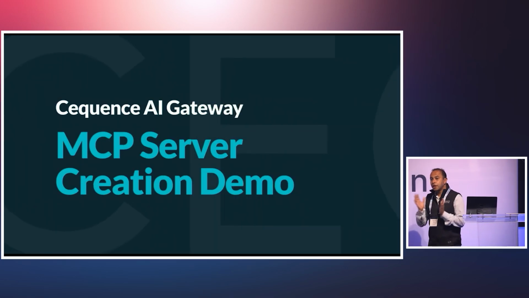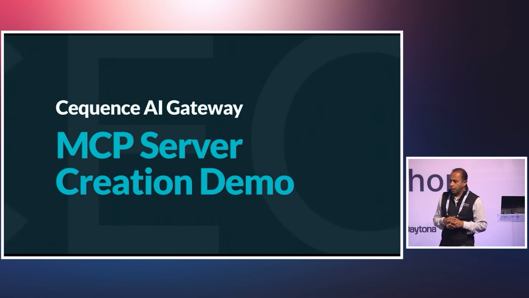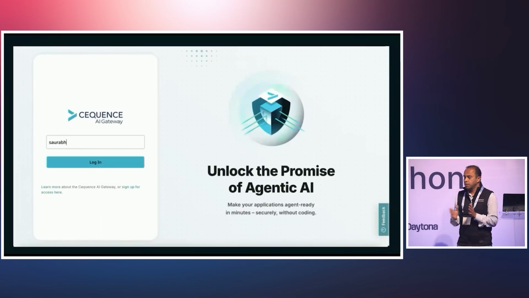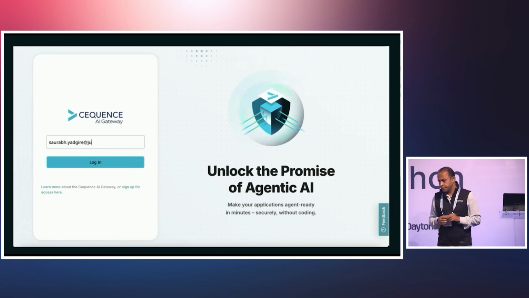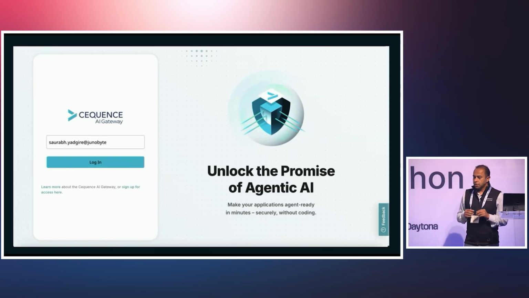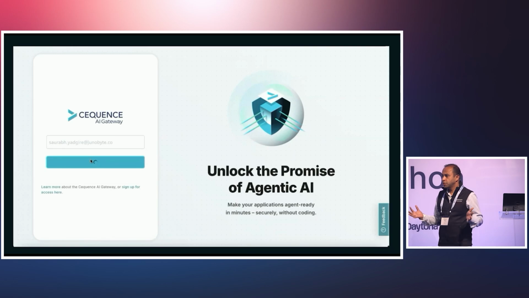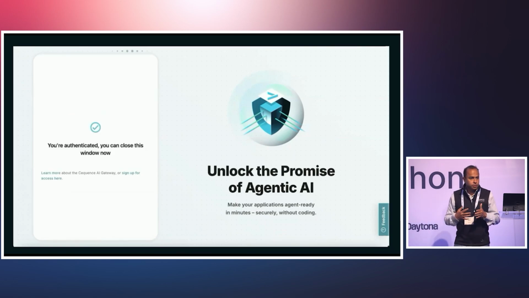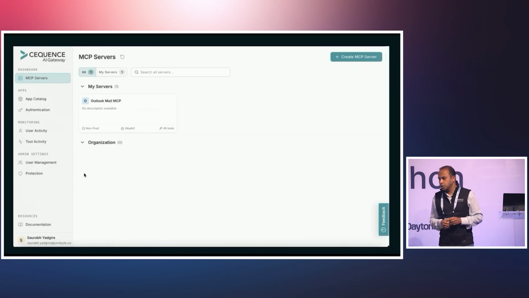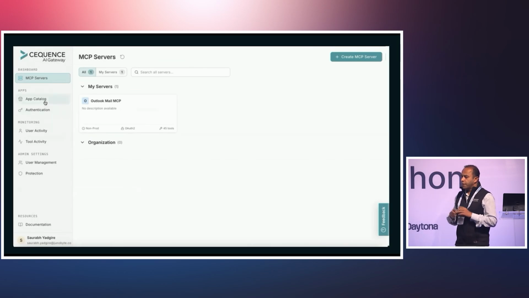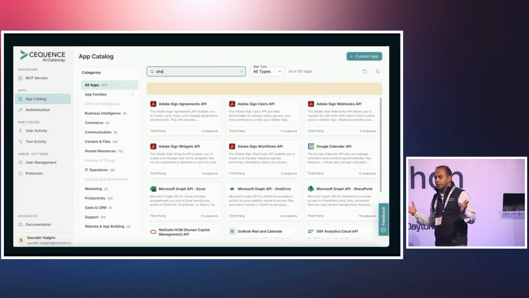So what we're doing here is starting with creating an MCP server. And then the next steps will be to actually use it in the real live environment, right? In this case, this is our AI Gateway portal where you can create MCP servers for your enterprise. As part of the hackathon, you get access to this as well. We have an app catalog of tons of applications, public apps that are out there.